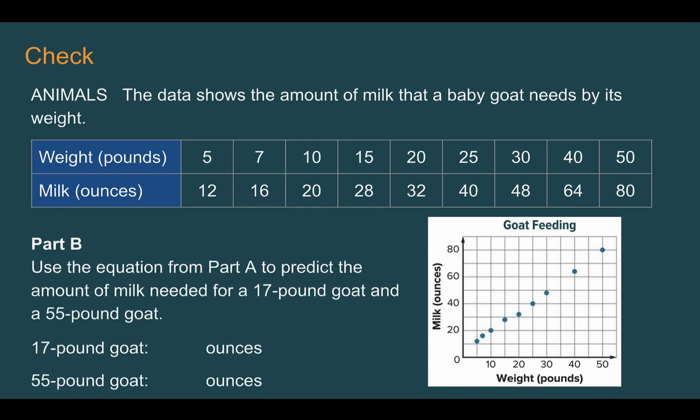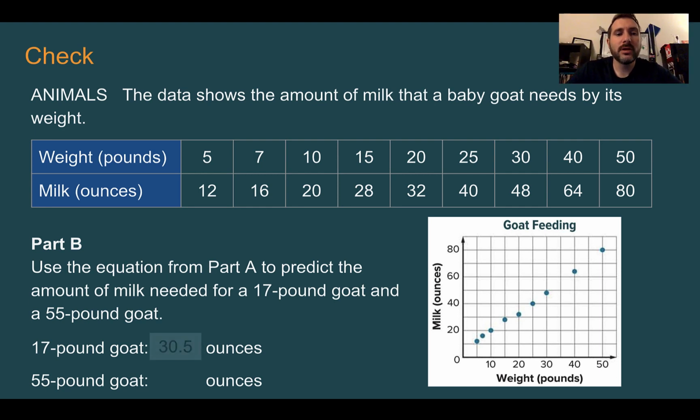Now for part B, using the equation that we just found in part A, how much milk would be needed for a 17-pound goat and a 55-pound goat? Pause the video again and complete this part of the check. Check your answers again. A 17-pound goat would need about 30.5 ounces, whereas a 55-pound goat would need 87.5.